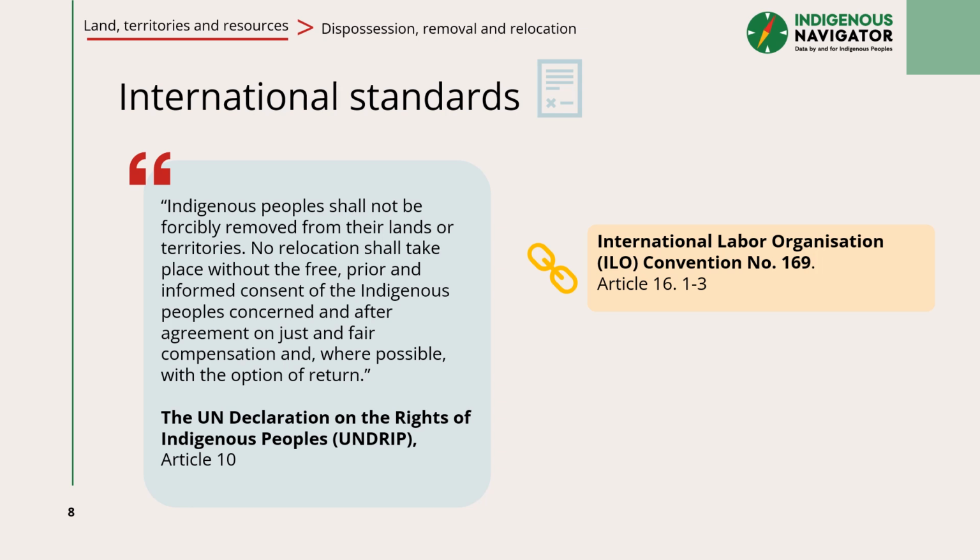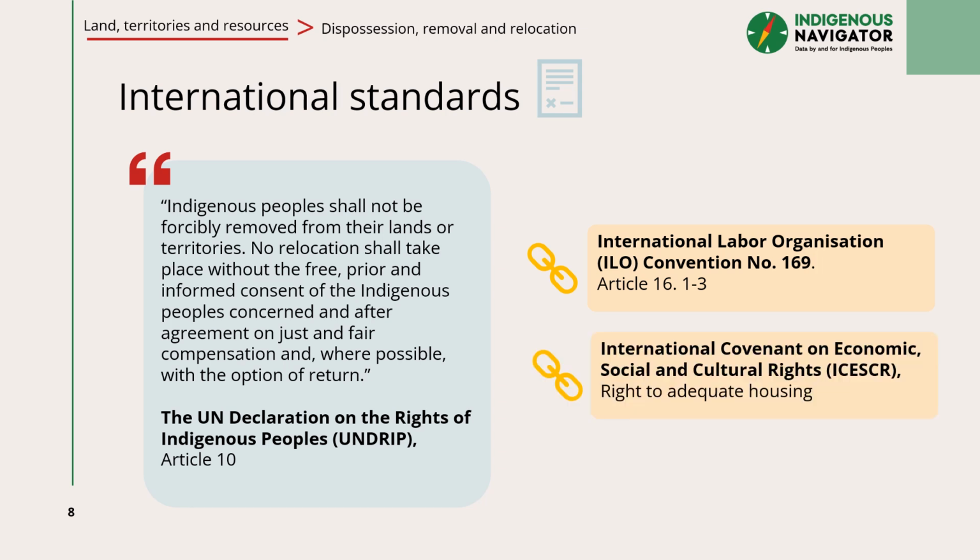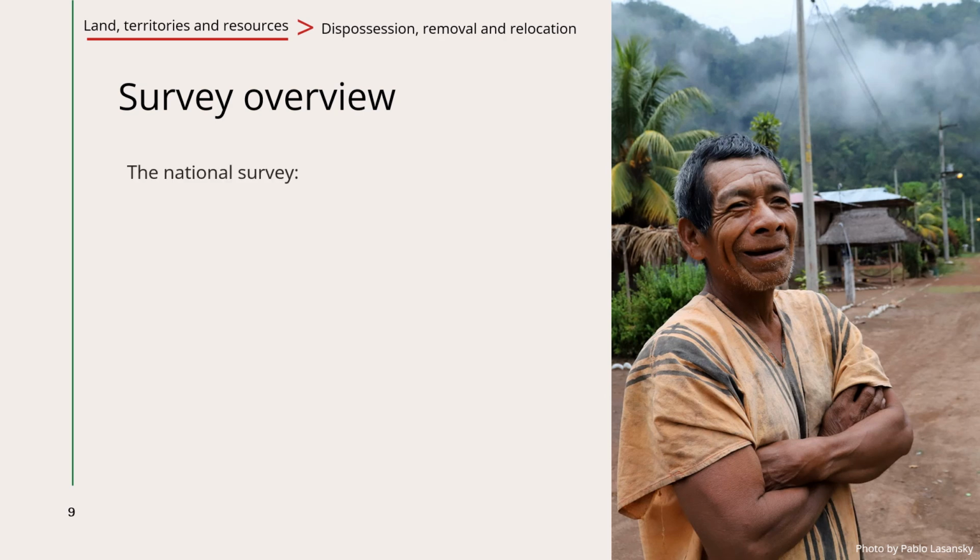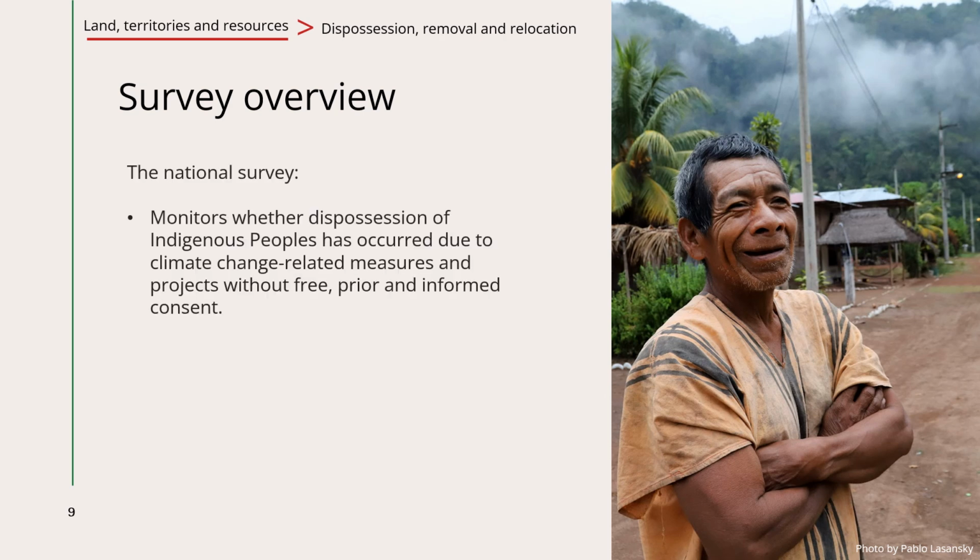Additionally, protection against forced eviction is a core aspect of the right to adequate housing. This is a fundamental right protected under the International Covenant on Economic, Social and Cultural Rights, or ICESCR. States have an obligation to provide all persons with a reasonable degree of tenure security that guarantees legal protection against forced evictions. The National Survey monitors whether dispossession of Indigenous peoples has occurred due to climate change-related measures and projects without free, prior and informed consent.